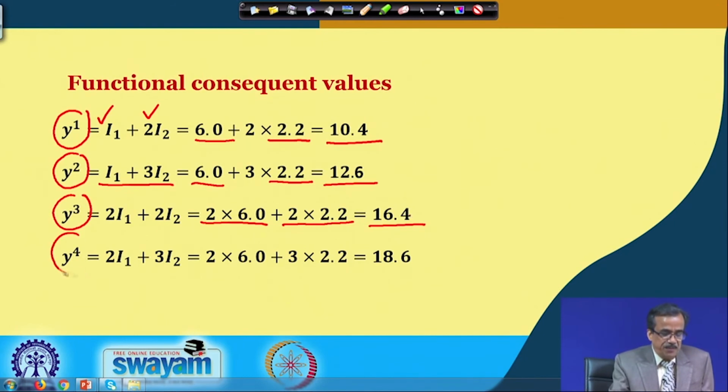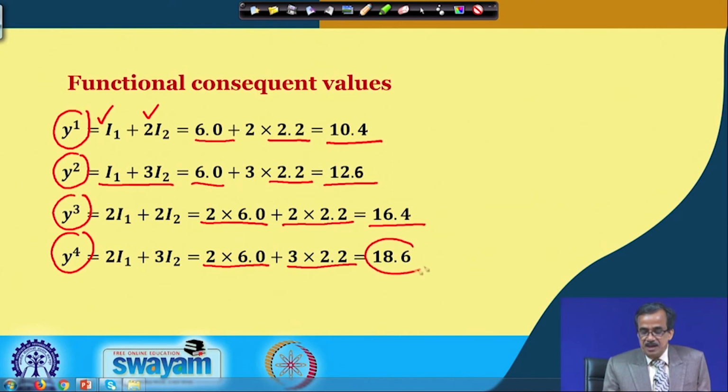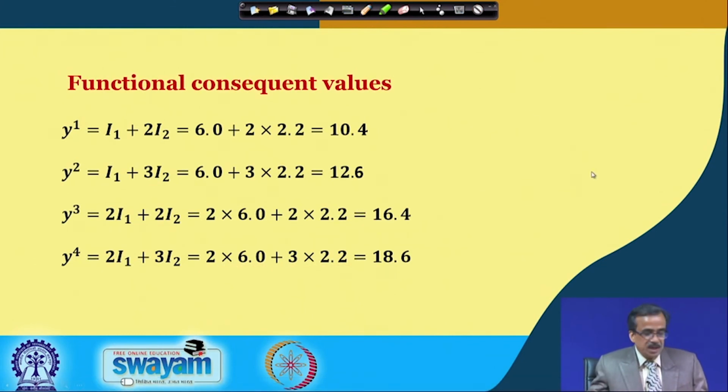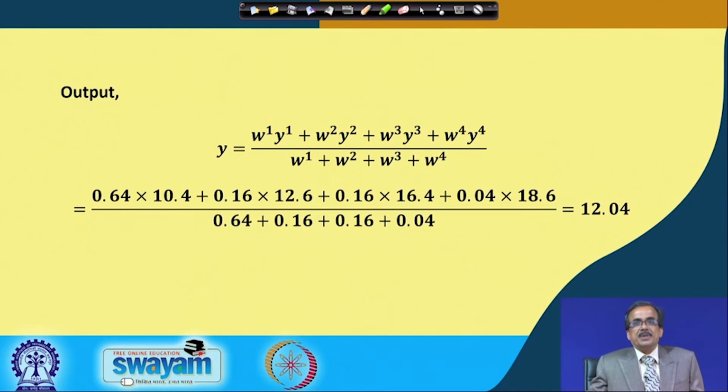Then y 4 is nothing but 2 I 1 plus 3 I 2. That means 2 multiplied by 6.0 and 3 multiplied by 2.2, and if you add them up, you will get 18.6. So, till now we have determined the weights of each of the fired rules and the outputs of each of the fired rules. Now, I am going to find out how to determine the output considering the combined control action.